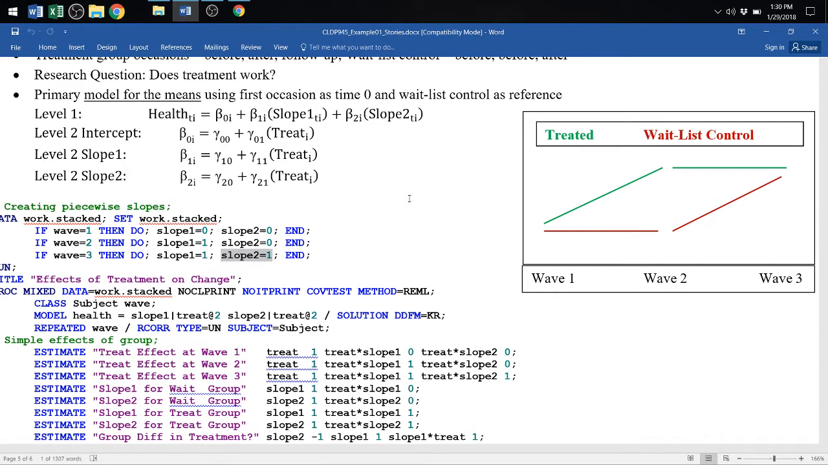Can that be wrong with respect to time? How many occasions do I have? 3. If I fit a fixed intercept, a fixed slope 1, and a fixed slope 2 to my 3 occasions, how many fingers am I holding up? 3. How many occasions do I have? 3. Can this be wrong? No, just identified.